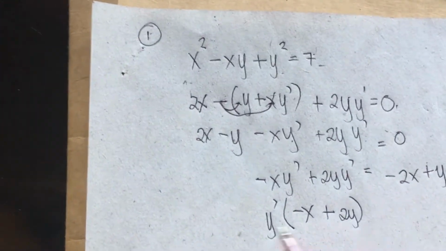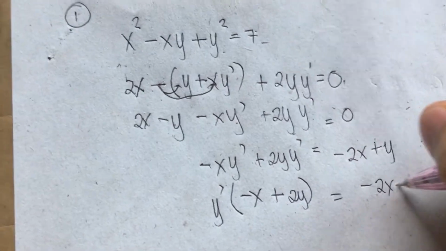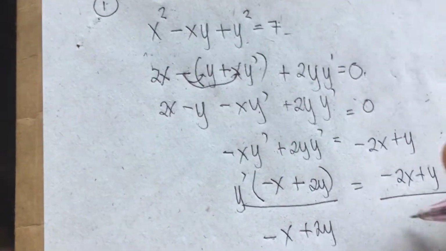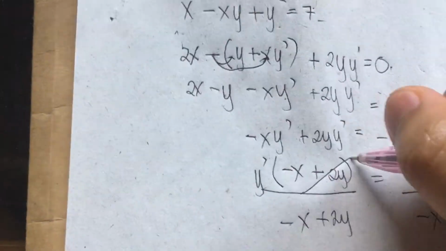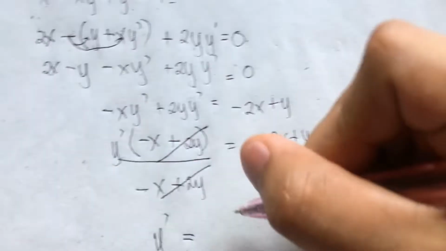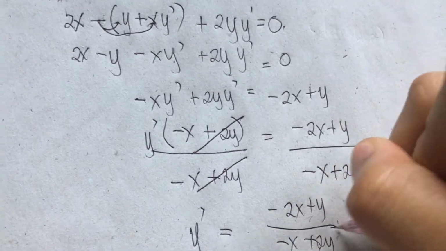Saan yung y prime dito, sir? Diba, i-factor out natin? So, you have, copy, negative 2x plus y. Divide both sides by negative x plus 2y over negative x plus 2y. Cancel, cancel. Naiwan, y prime is equal to negative 2x plus y over negative x plus 2y.